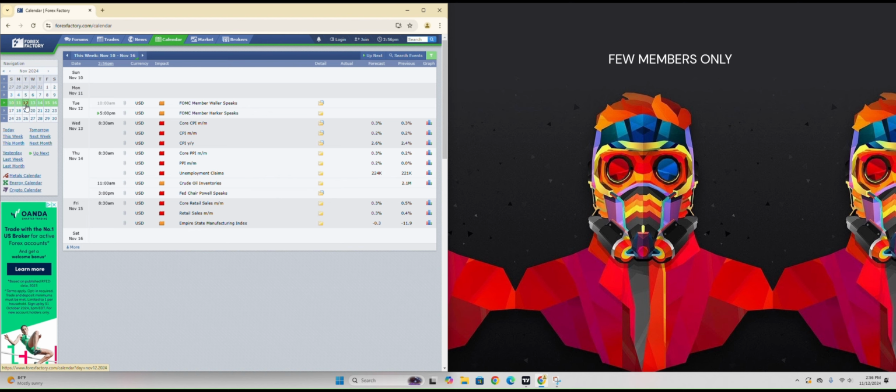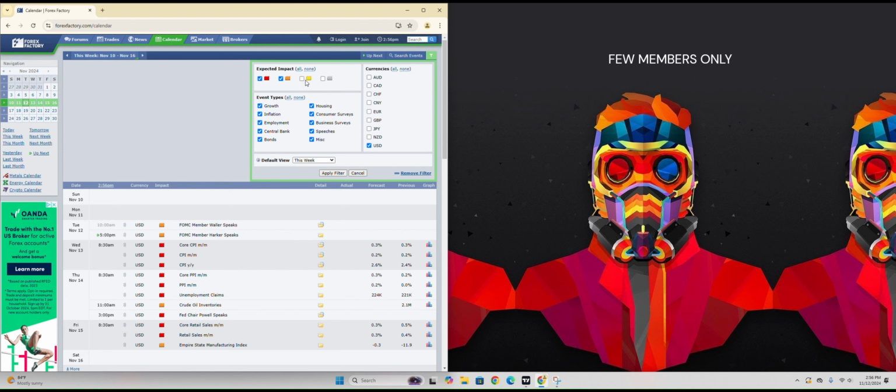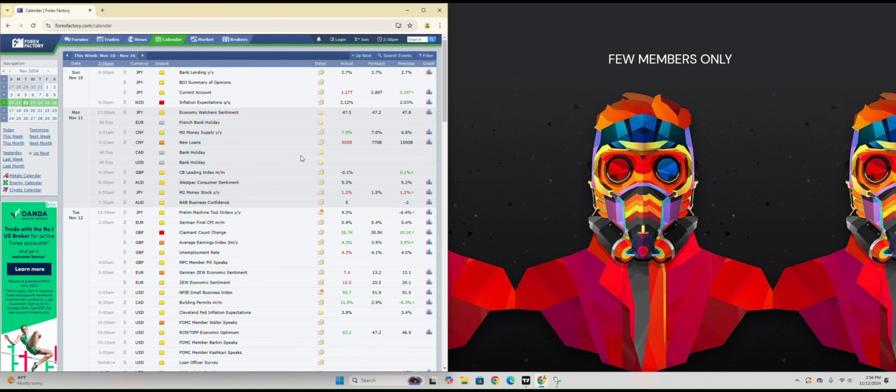So for example, today is the 12th. This is the news that we have for United States. Now I do have this filter, so we can always change that. Once you come in, you will look at something like this because this is the default settings. You can filter this, but before we get into that, let me talk about this here.